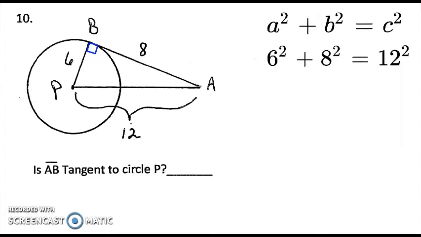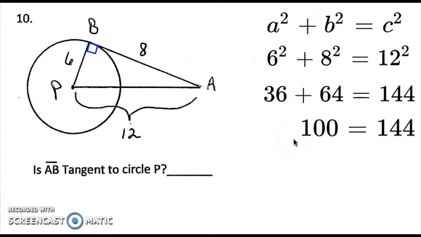So we have 6 squared plus 8 squared equals 12 squared. 6 squared is 36, 8 squared is 64, and 12 squared is 144. Now we need to see if these two add up to 144. 36 plus 64 is 100. So they are not equal, so it is not tangent to circle P. If these two numbers were equal, then you would say, yes, it is tangent. Okay, and that is number 10.